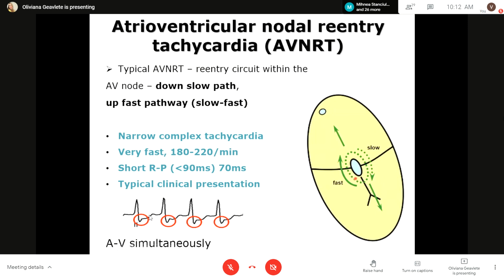Very fast tachycardia with typical clinical presentation with the frog sign and rapid palpitations and diuresis immediately after tachycardia.